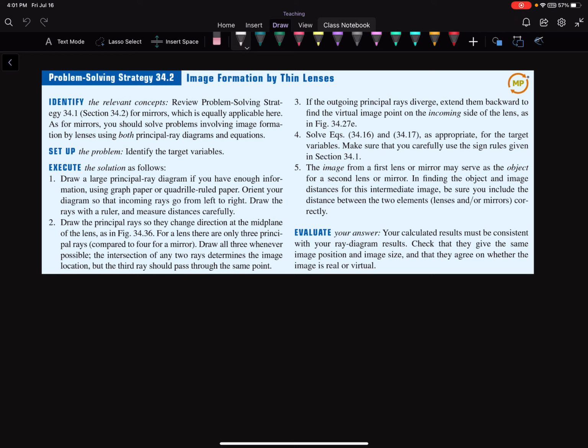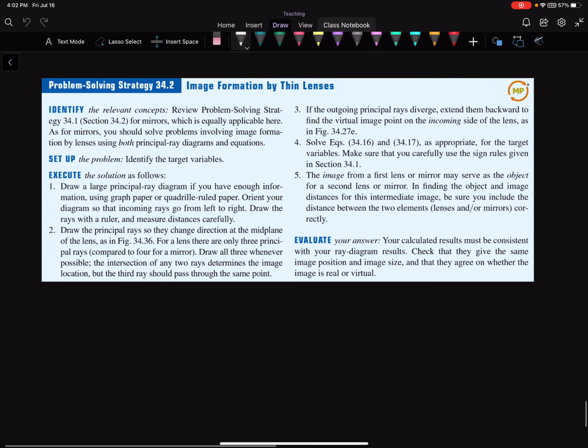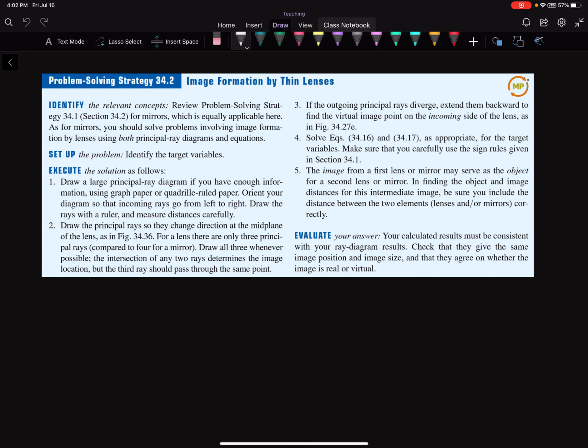Like before, I wasn't drawing a very good diagram when I realized that my third ray did not pass through the same point. So if you're going off a diagram approach and measuring the actual line solution, you can, because this is geometry-based, but you have to be careful. If the outgoing principal rays diverge, extend them backward to find the virtual image point on the incoming side of the lens. And we've seen a couple examples of something close to that.